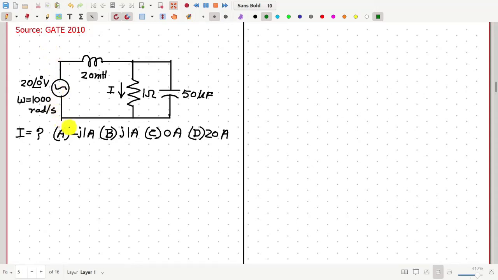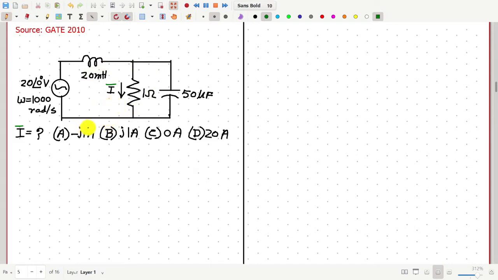Let us solve a few more questions on AC circuits. Here we have a circuit and we have to find the current I flowing through this 1 ohm resistance. Let me put a bar to indicate the phasor value. This is a multiple choice question. We have 4 options, and since we can choose from these 4 options, we may solve this circuit approximately to save some time.